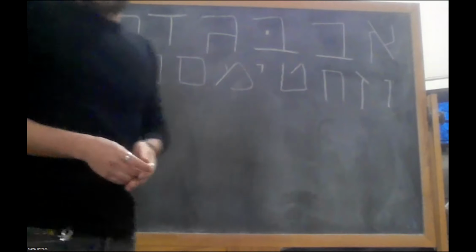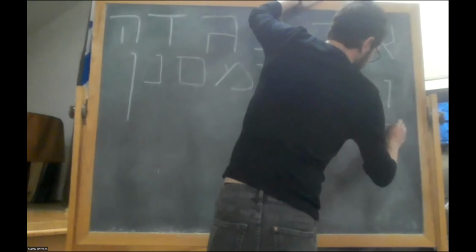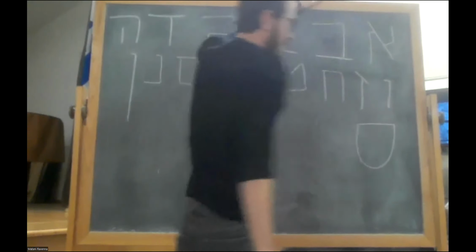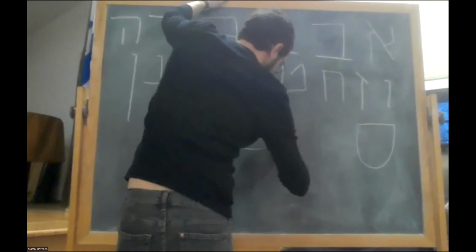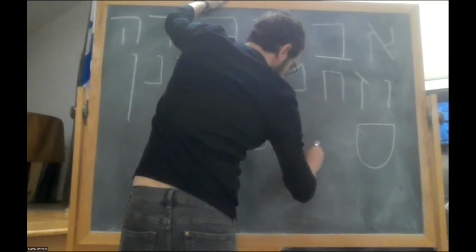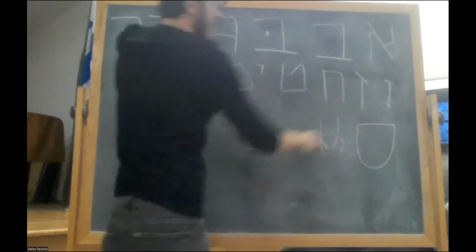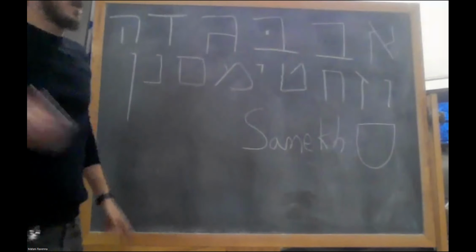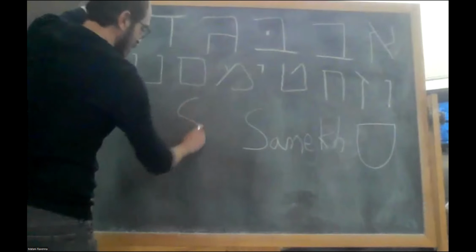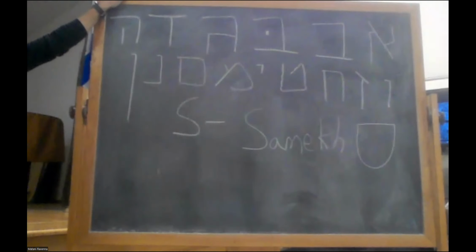Continuing on, the next letter is Samech. Samech. Transliterating it. Remember, the KH is a Ch. Samech. It is equivalent, as we just said, to an S. Questions about Samech?